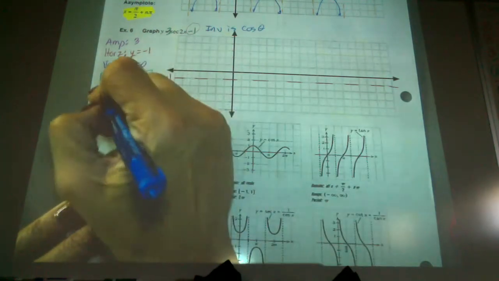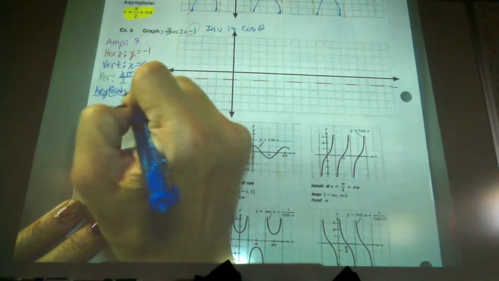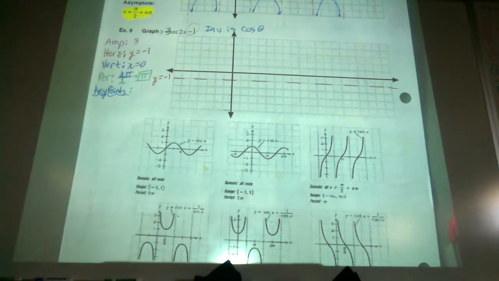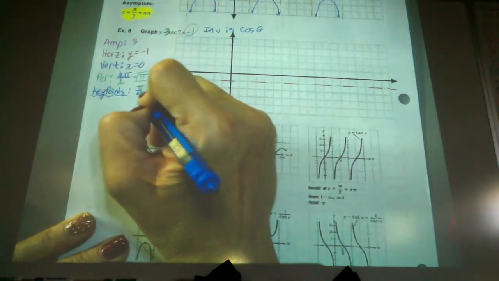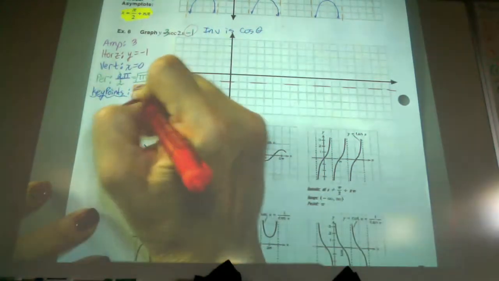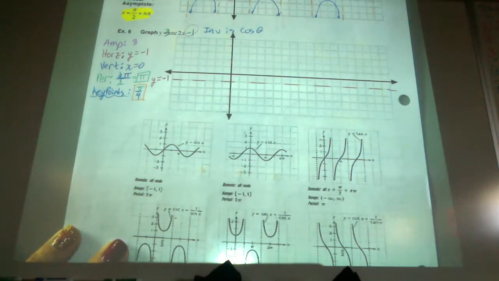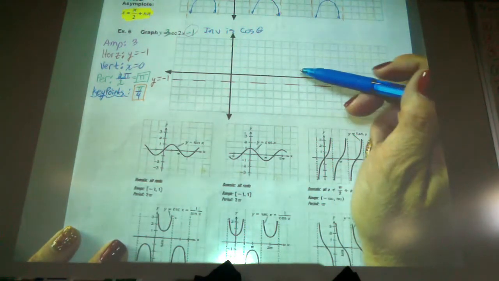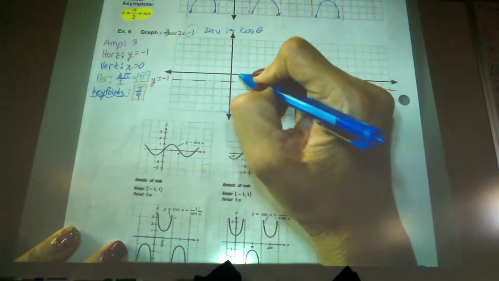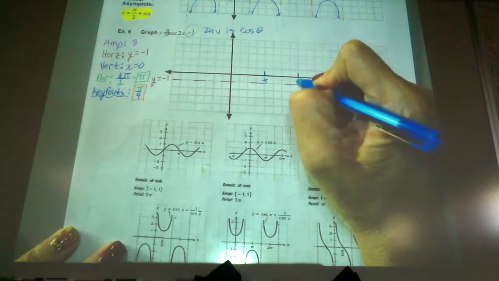Immediately, you want to find your key points. So take that pi and always divide it by 4. That does not reduce. So our key points are going to go in increments of pi over 4. So immediately, because I know my increments, my denominator is 4, I'm going to divide this into 4s. In other words, every grid line is going to be worth a 4. And so I've got 1, 2, 3, 4. There's pi. 1, 2, 3, 4. There's 2 pi, and so forth.